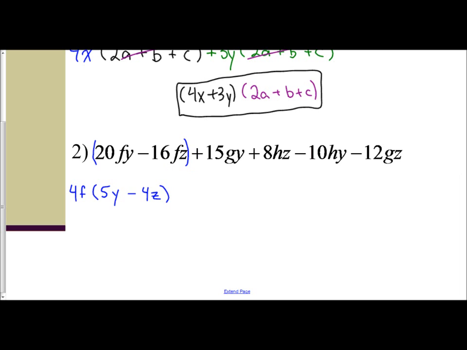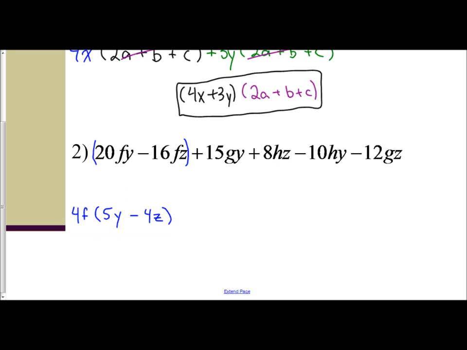But then when I look at my next two terms, 15gy plus 8hz, there's nothing in common. So let's move on. I have a minus 10hy minus 12gz. I mean, I can't pair these two together because the variables don't have anything in common. I can't pair these two together. I actually have to flip positions.